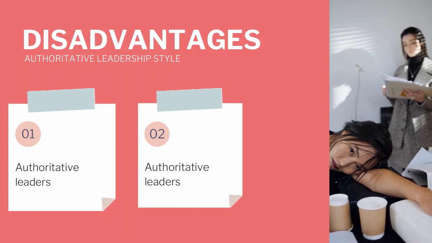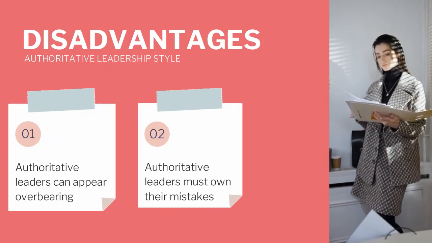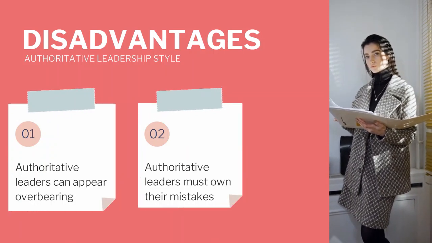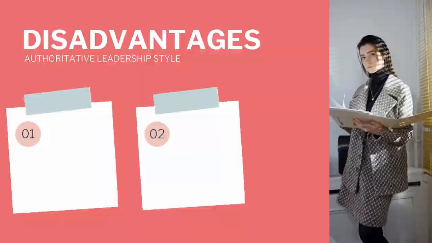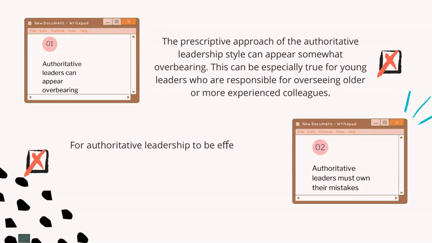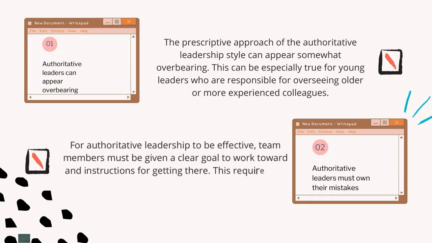Disadvantages for authoritative leaders. Firstly, authoritative leaders can appear overbearing. Secondly, authoritative leaders must own their mistakes. Leaders can appear overbearing. This can be especially true for young leaders who are responsible for overseeing older or more experienced colleagues. Leaders must own their mistakes.